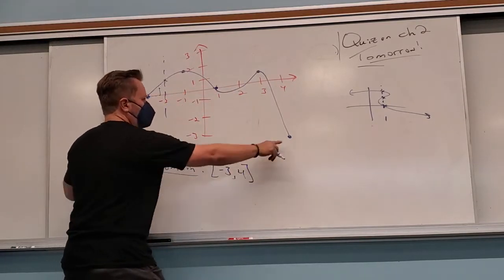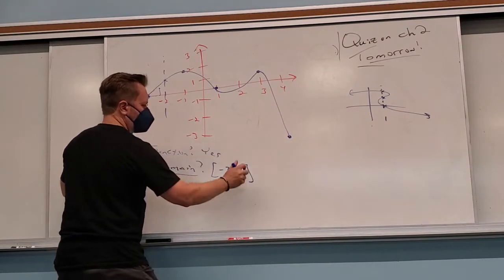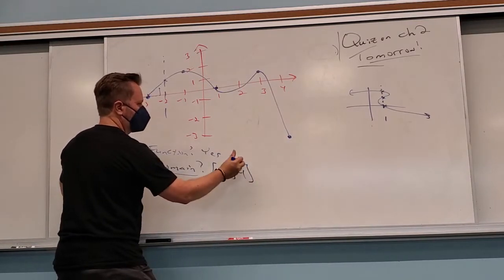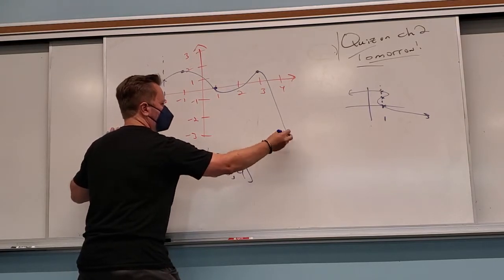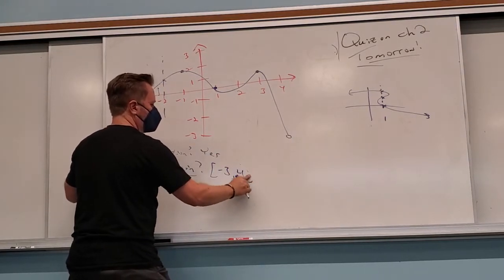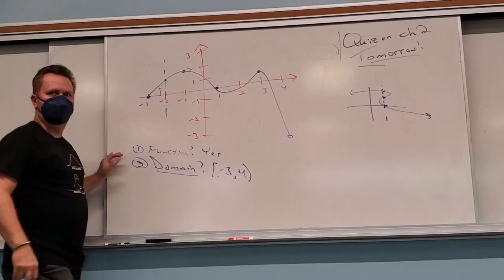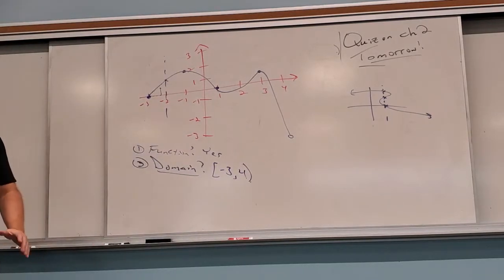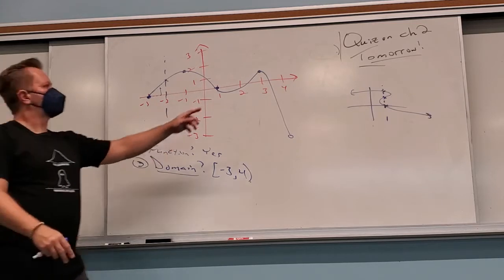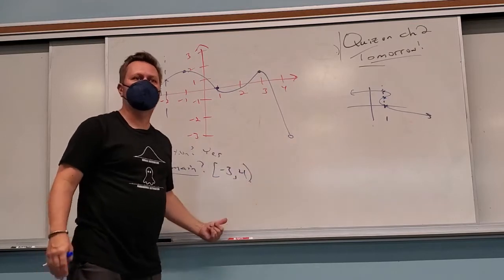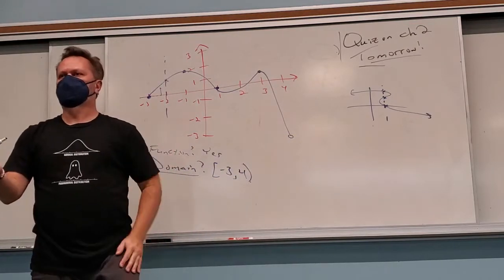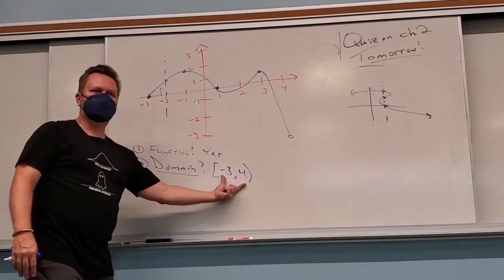4, I include. What would I have to make this if I wanted to make this a parenthesis? I'd have to make this an open circle, and then I would not include 4, right? For example. Is that cool? Does 4 have an output now if I change that to an open circle? No. So can 4 be a part of the domain? No. You have to have an output to get into this group.